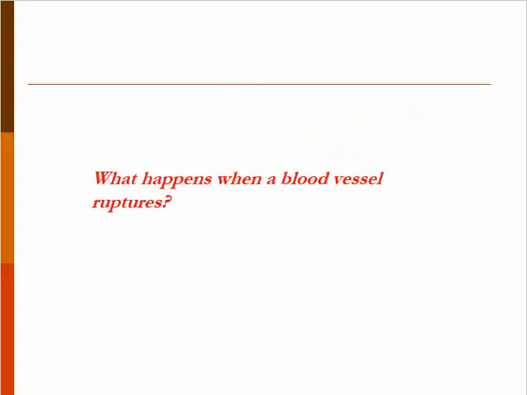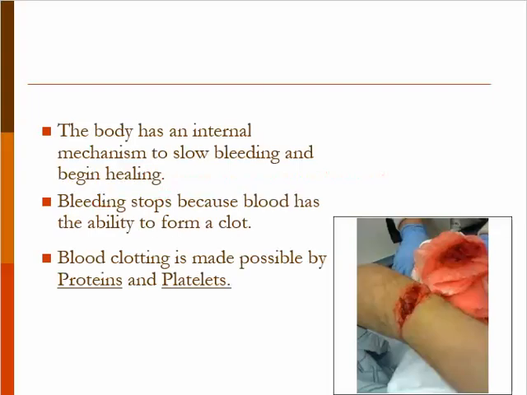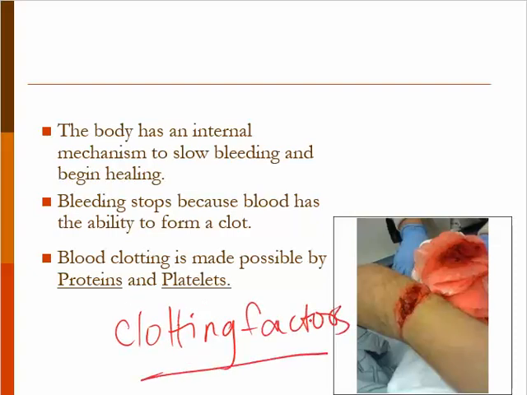So let's look at what happens when a blood vessel ruptures. So in your body, you have blood clotting, and you know what that is. That's how your blood stops bleeding, and it's made possible by proteins and platelets. Now with these proteins and platelets, you also have some clotting factors. And the clotting factors are proteins also.